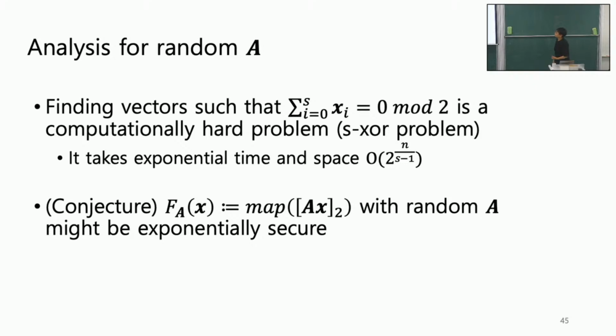Moreover, finding such vectors such that the summation of xi is 0 in modulo 2 is also a well-known computationally hard problem called the SXOR problem. Moreover, it takes exponential time and space. Therefore, we also conjectured that FA of X with random secret key might be exponentially secure.